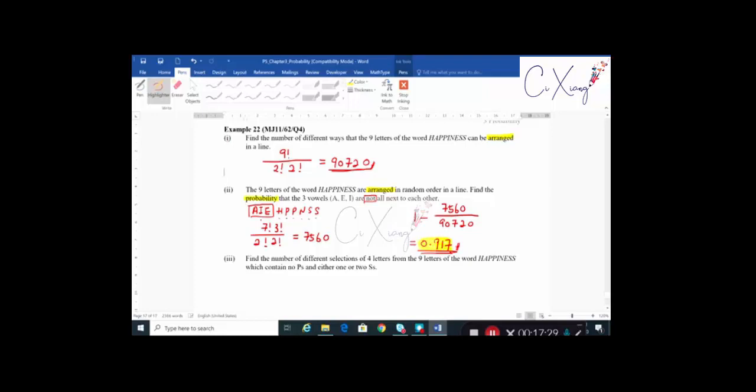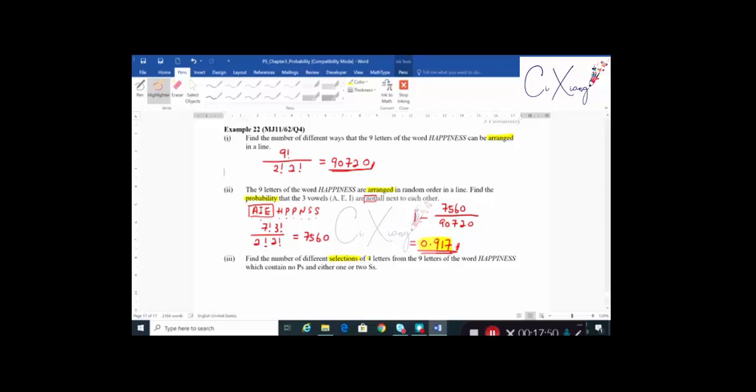Alright, so I think to answer all these kinds of questions, you need to do a bit of revision for permutation and combination. If not, it will be very hard for you to continue. Right. Okay, then now we go to part number 3. Okay, so find the number of different selections. So highlight the word selection. That means you only want to choose them.